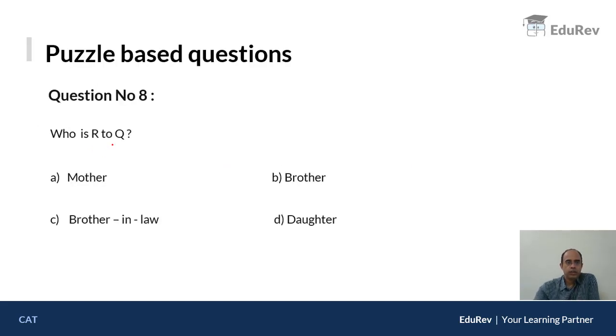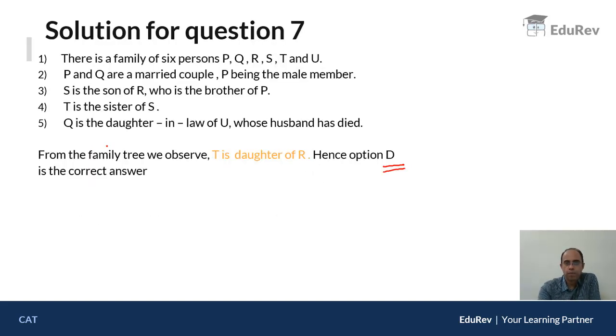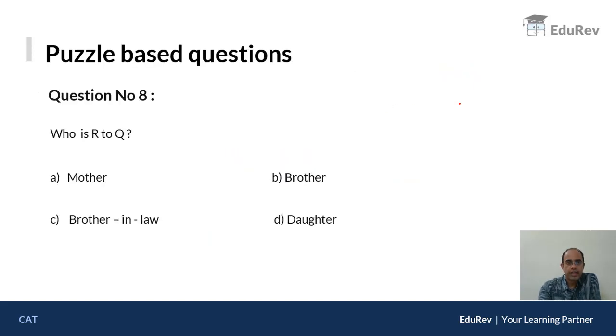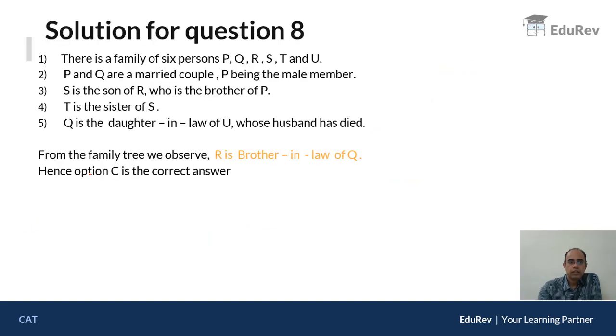Question 8. Who is R to Q? Let's move back. Now, R is the brother of P and P is the husband of Q. Therefore, R is brother-in-law of Q. Hence, R is brother-in-law of Q, which is option C. Therefore, option C is the correct answer.